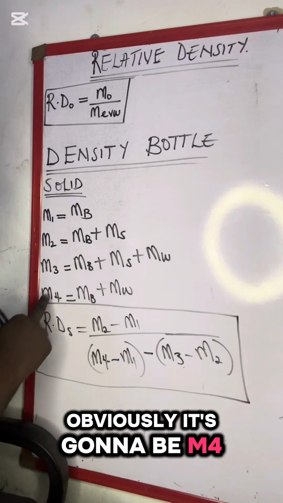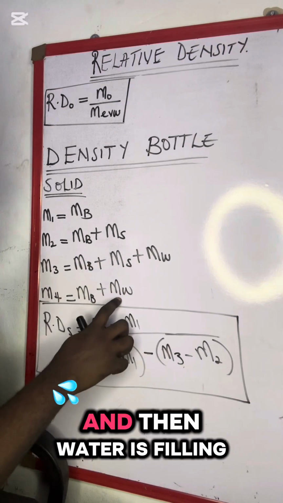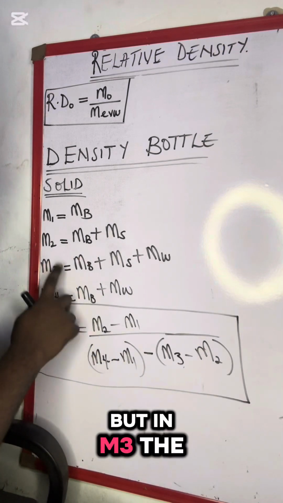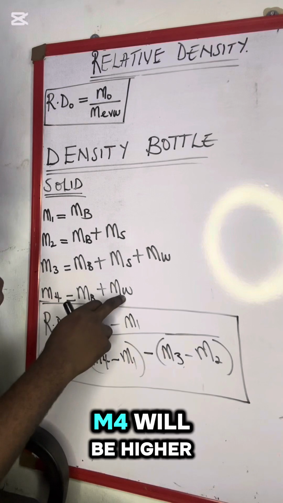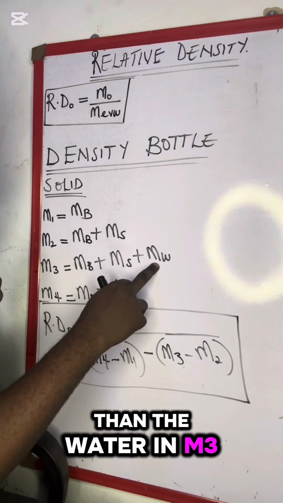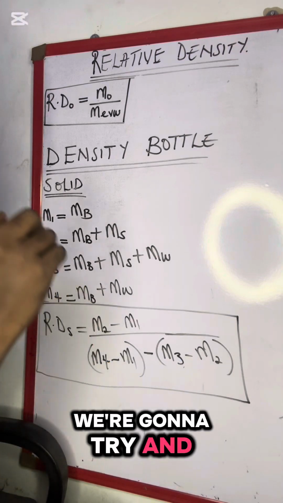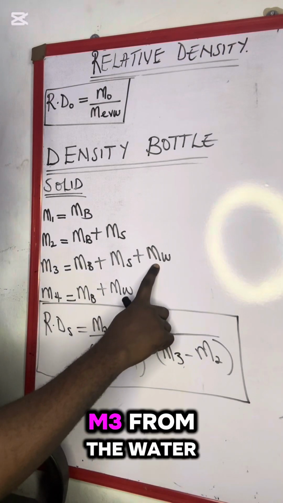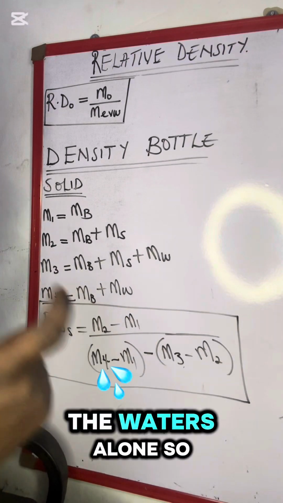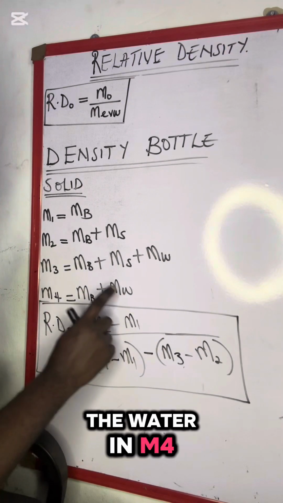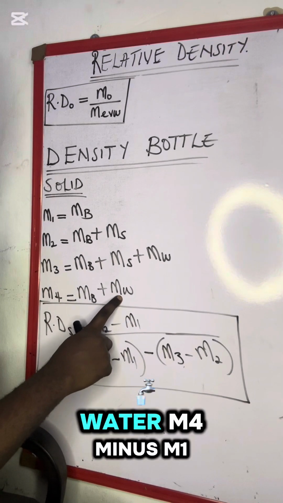Obviously, it's going to be M4, because M4 just has the bottle empty and then water is filling it completely. But in M3, the bottle had solid inside before we added water. So the water in M4 will be higher than the water in M3. So therefore, to get the mass of equal volume of water, we're going to subtract the water in M3 from the water in M4. So before we do that, we need to get the waters alone. So how do we get the water in M4? It's going to be M4 minus M1. So I'm left with water.